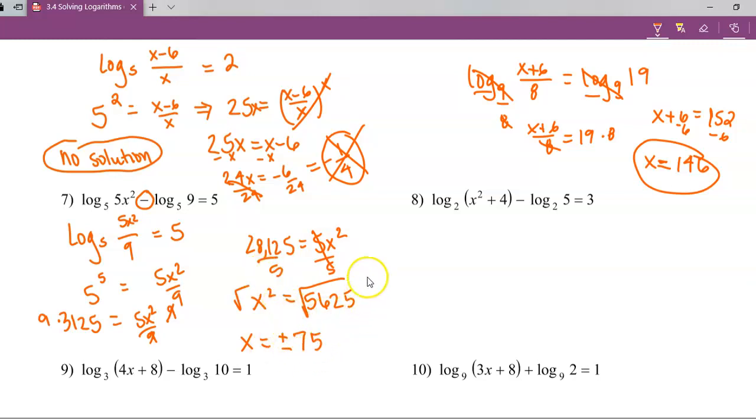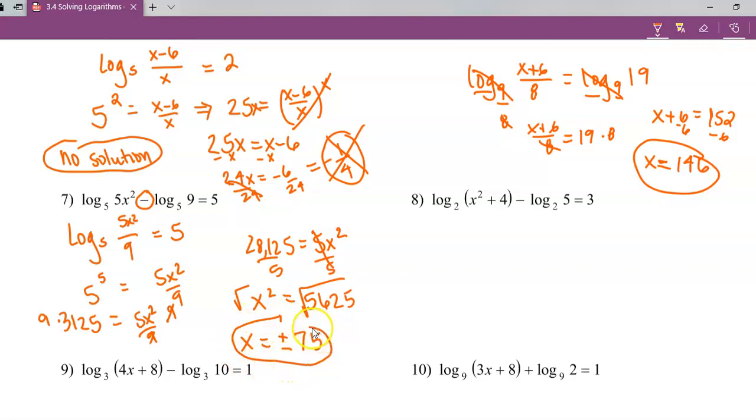Okay, so two solutions, one is positive 75 and one is negative 75. If I look back up at my equation, if I were to plug in positive 75, I'm definitely getting a positive in here. 5 times positive 75 squared is positive. If I plug in negative 75, squared becomes negative 75 times negative 75, so that one also comes out positive. So because these both give me a positive inside my log, I can keep both solutions. So there's two solutions. One's positive 75 and one is negative 75.